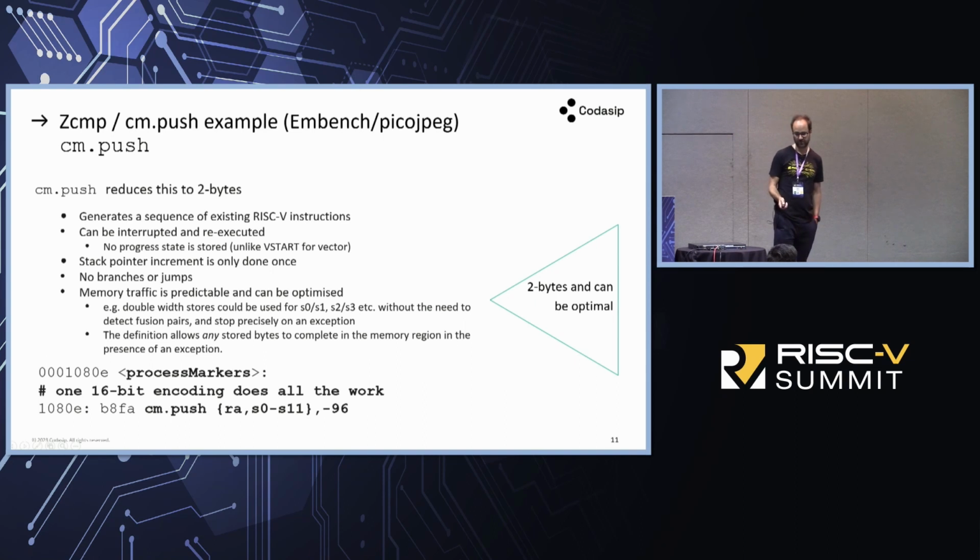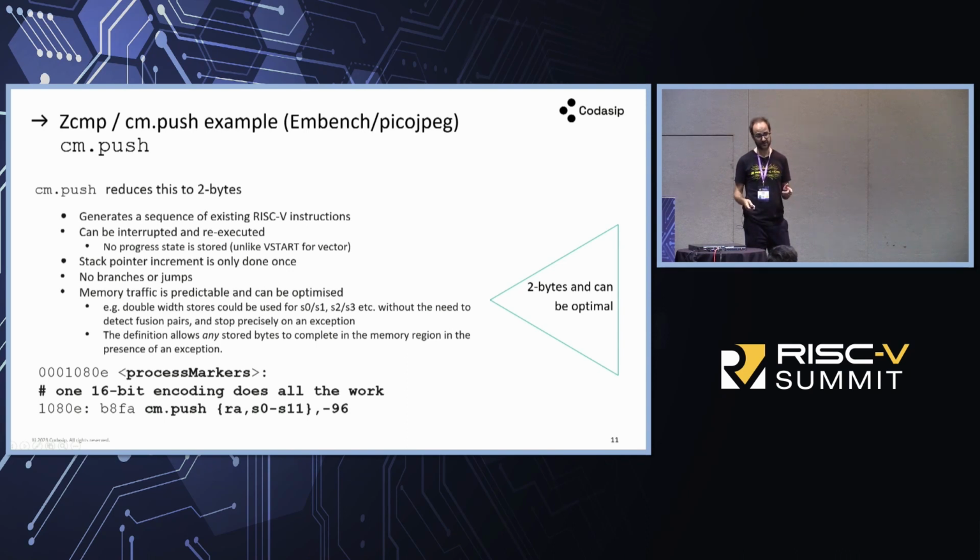And then cm.push will always give you 2 bytes. And the encoding is shown at the bottom there. So you have the register list and the total stack adjustment. And we have quite a good definition, I think, for the memory that's stored, because you can take an exception. Any of the stores could cause an exception.